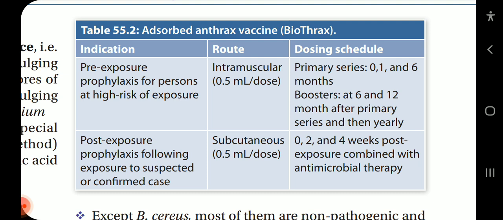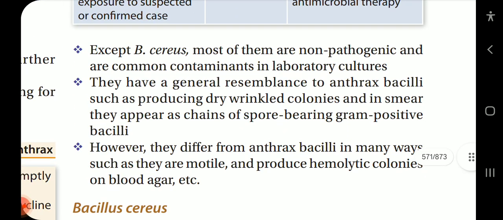Post-exposure prophylaxis following exposure to a suspected or confirmed case. Route is subcutaneous, 0.5 ml per dose. Dosing schedule is 0, 2 and 4 weeks post-exposure, combined with antimicrobial therapy.